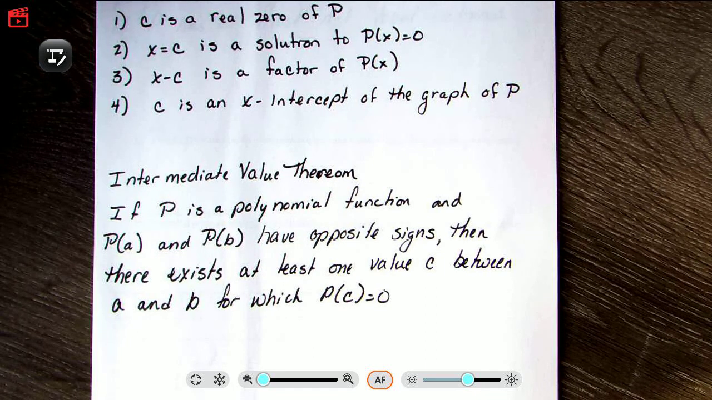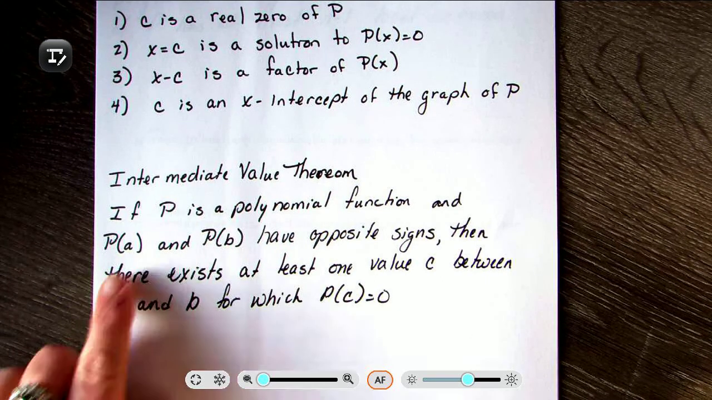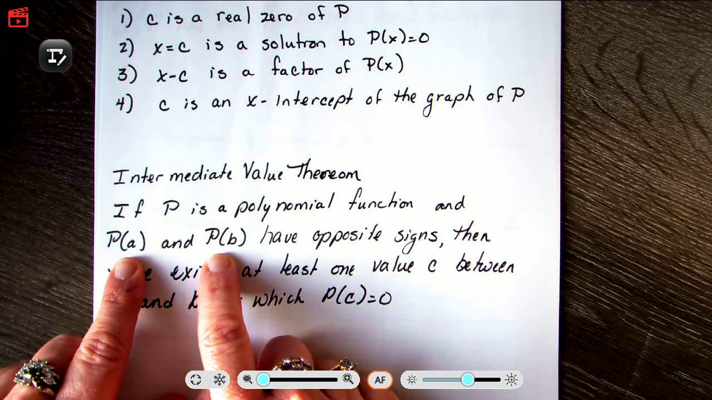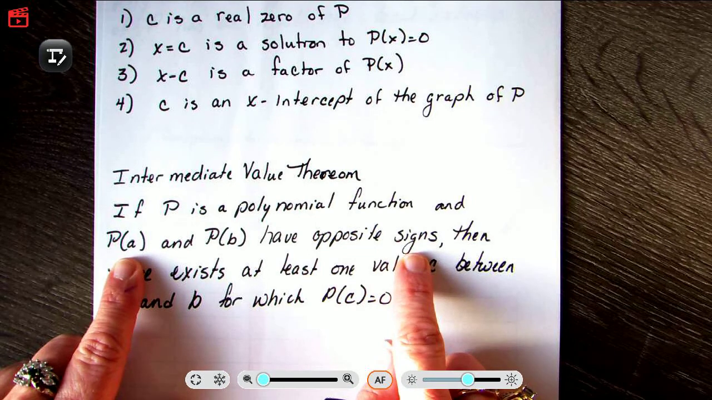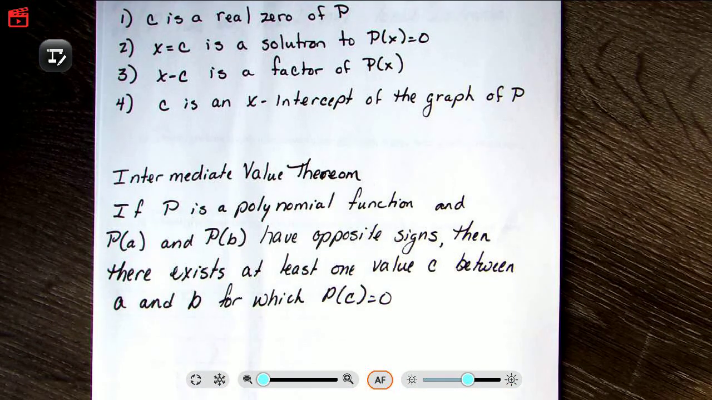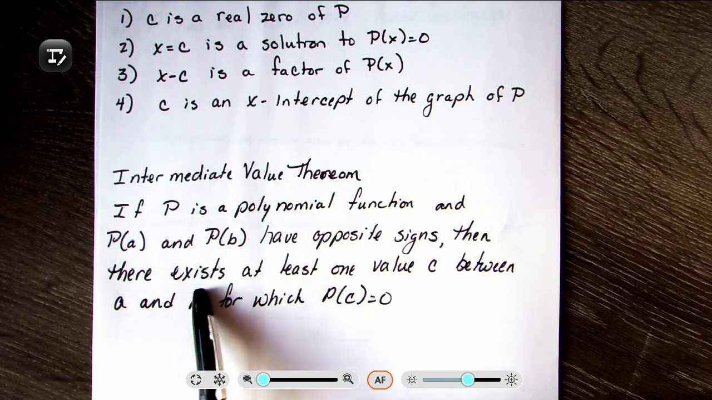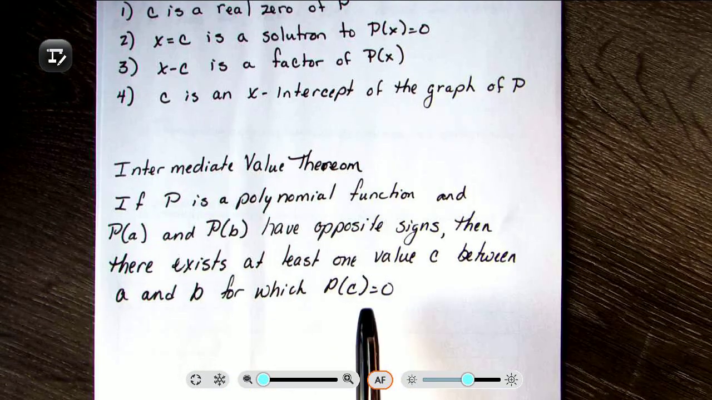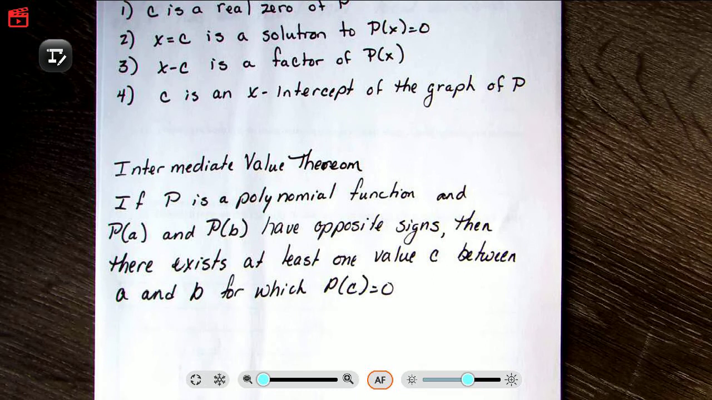So what the intermediate value theorem tells us is if we have a polynomial, some polynomial of any degree, we don't care, and we have two y values. We have one y value and another y value, and they are opposite in sign. So one is positive and the other is negative. What this tells us is there exists at least one value c between a and b for which c is a 0. So, for example, I'm going to kind of draw a picture.